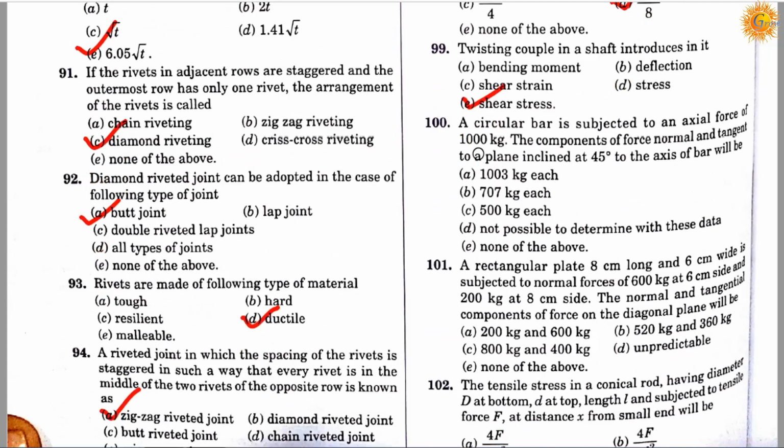Question number 100. A circular bar is subjected to an axial force of 1000 kg. The components of force normal and tangent to a plane inclined at 45 degrees to the axis of the bar will be: option A 1003 kg each, option B 707 kg each, option C 500 kg each, option D not possible to determine with these data, option E none of the above. Correct answer is B. It will be 707 kg each.